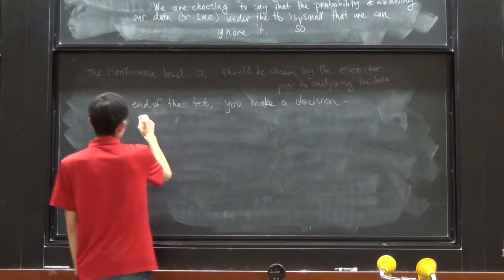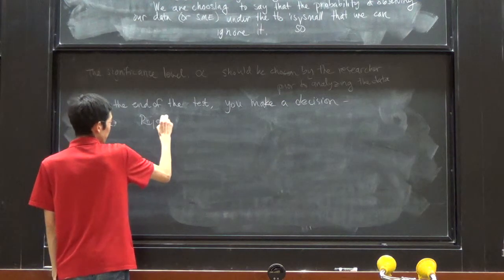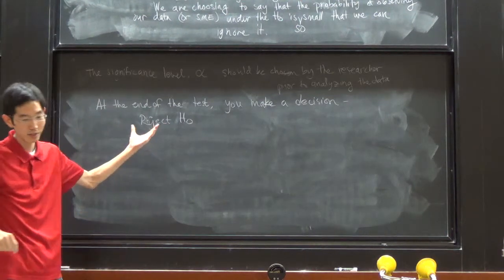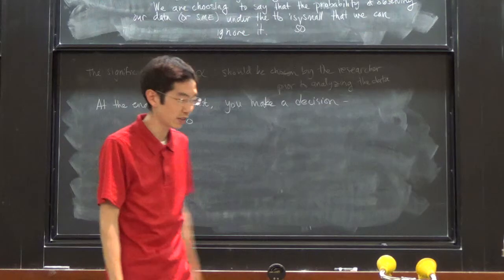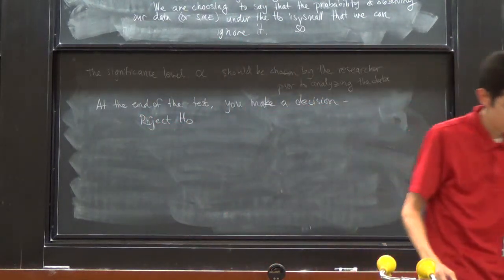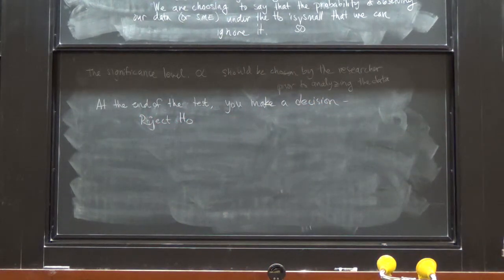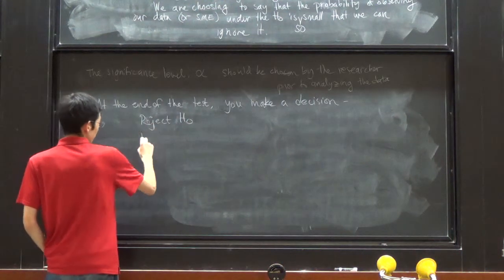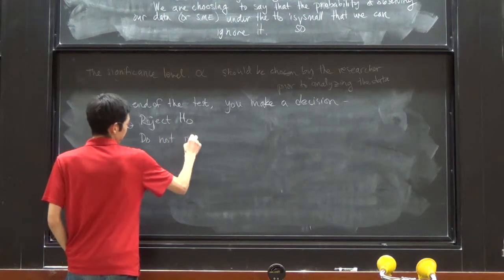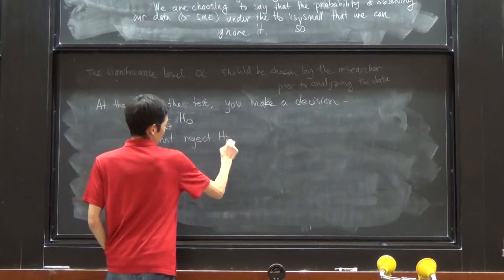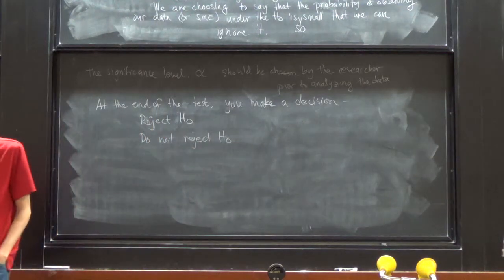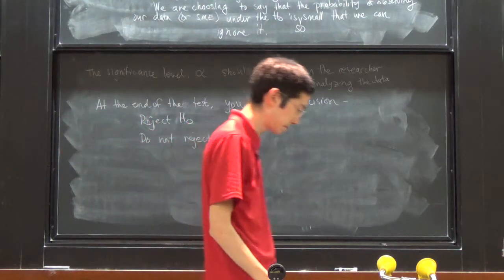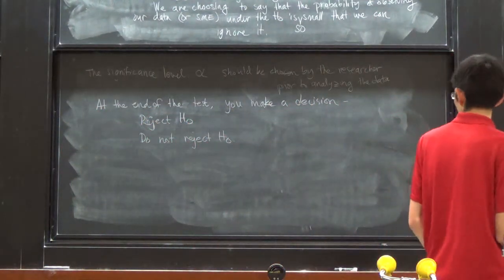So at the end of the test, decision. Either reject the null hypothesis, and this happens when your data has a difference that's large enough for you to say, this difference probably didn't happen from random chance alone. Or you do not reject the null hypothesis. This generally happens when the data you have produces a difference that's not large enough for you to say it's statistically significant.